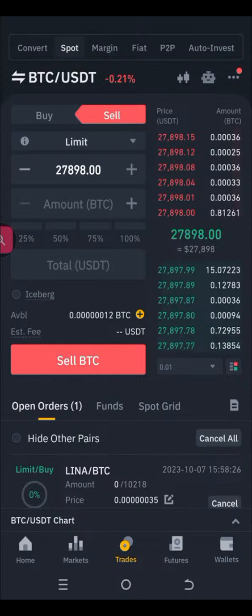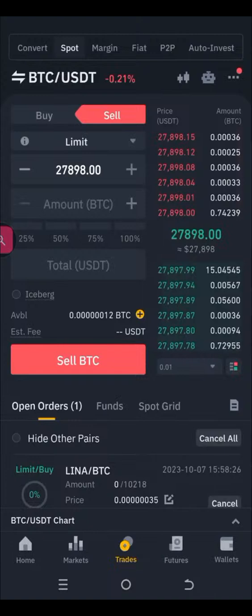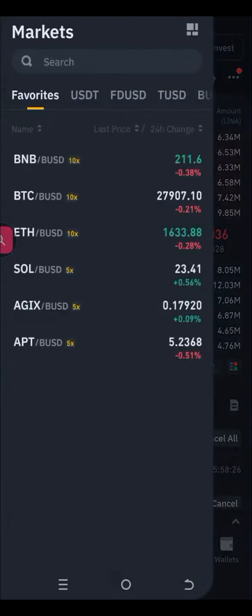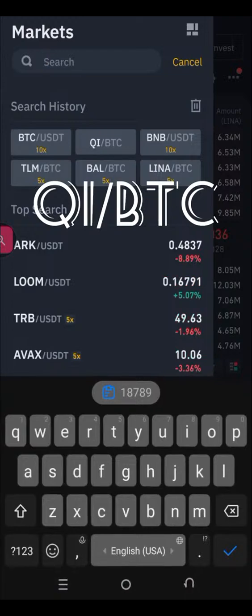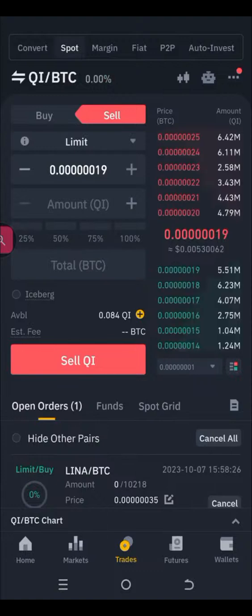So the price has gone down, so it doesn't make any sense to try to sell back. So what we just have to do is look for another opportunity that will give us an opportunity to quickly buy and quickly sell. Well, I thought of doing QI BTC, so let's check on QI. QI BTC looks like it's on the low.